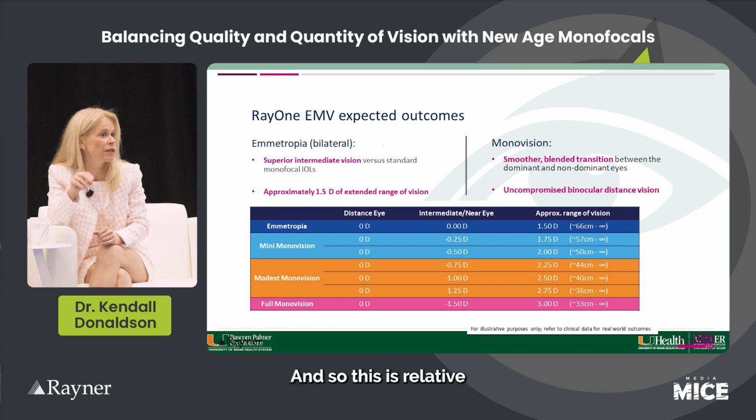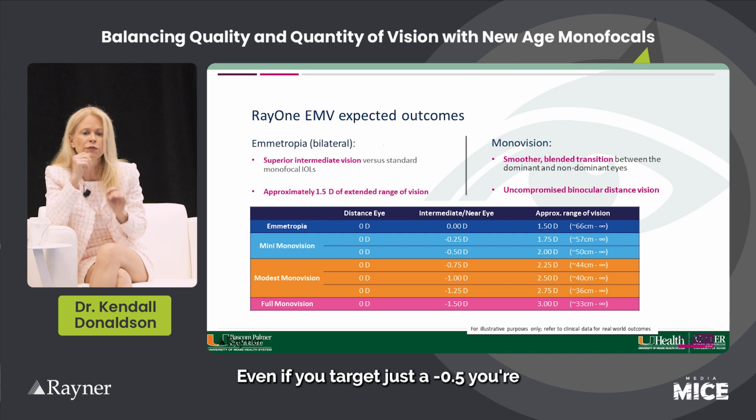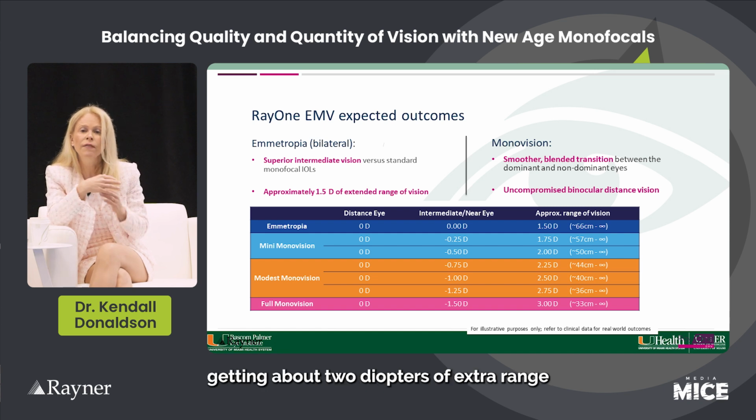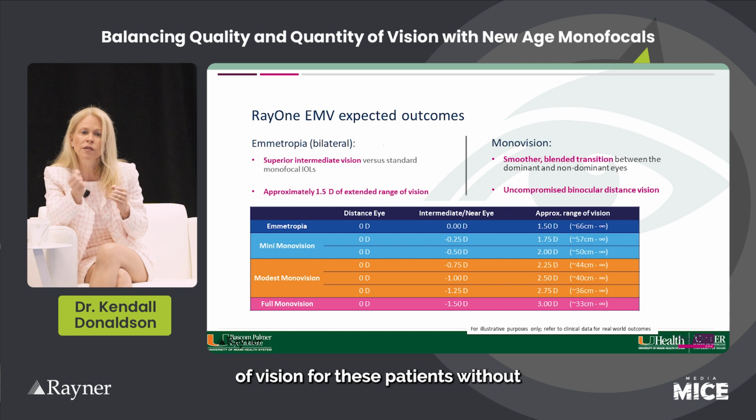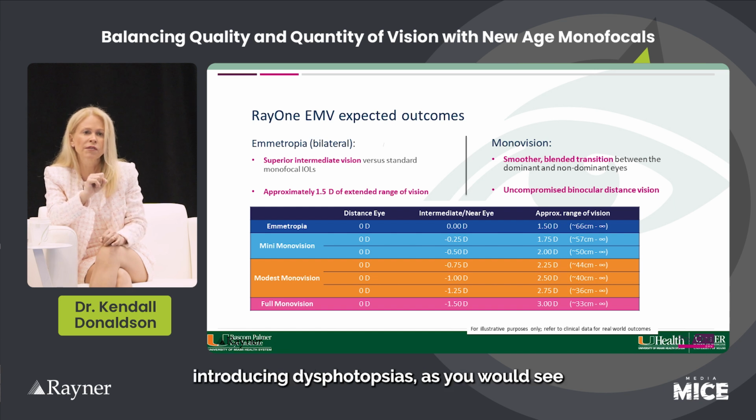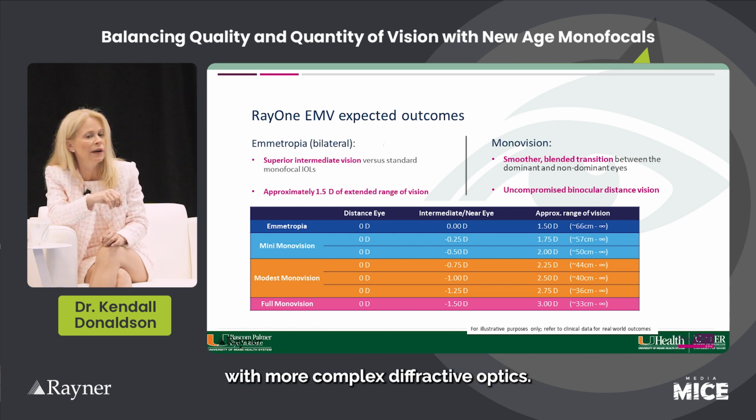And this is relative to a standard monofocal lens. So you're really getting a lot more. Even if you target just a minus 0.5, you're getting about 2 diopters of extra range of vision for these patients without introducing dysphotopsias, as you would see with more complex diffractive optics.